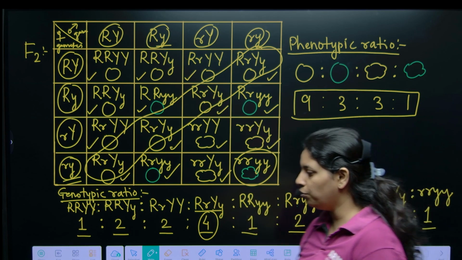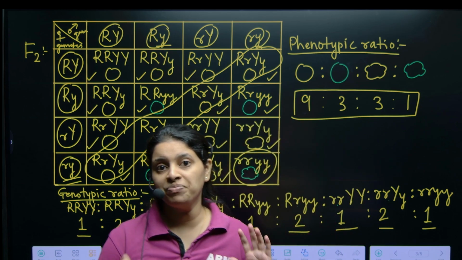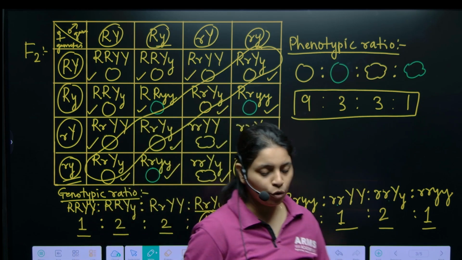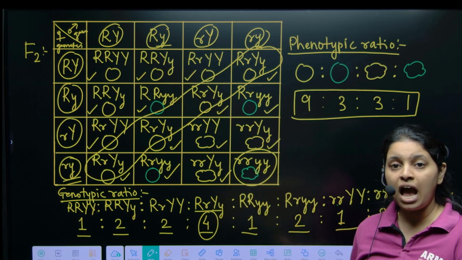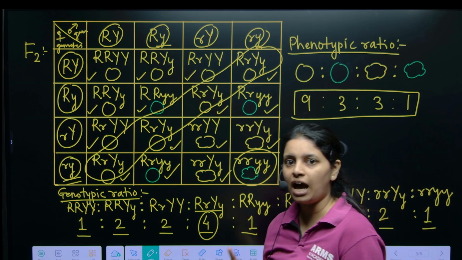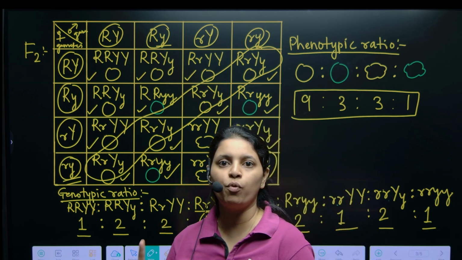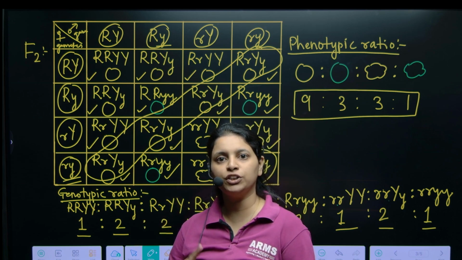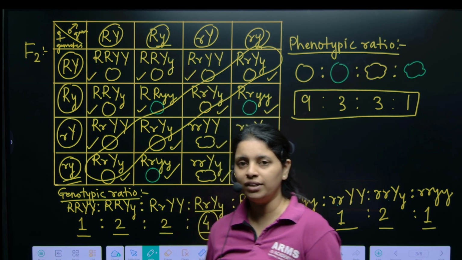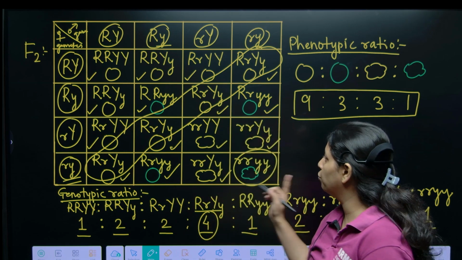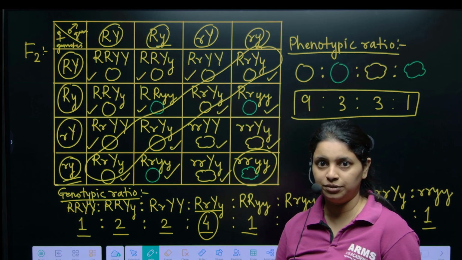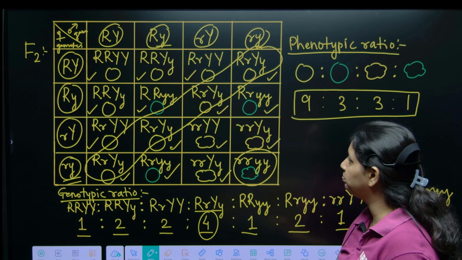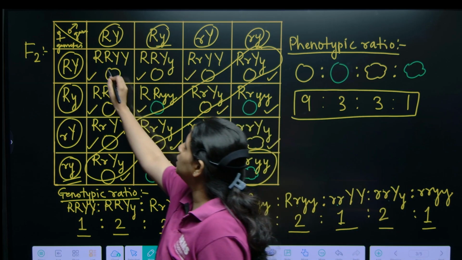Now the question. Try to answer this question. Out of these 16 offspring, how many offspring are homozygous for both the genes? Homozygous for both the characters. Try to find out first. Now see here. This is obviously one.